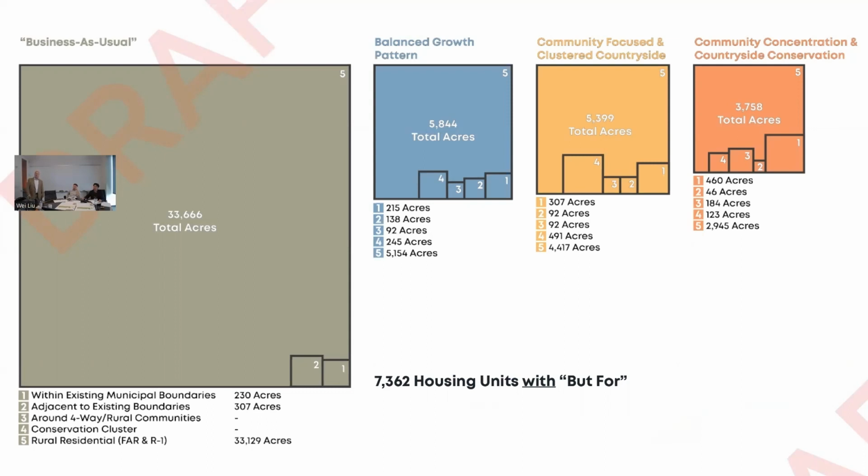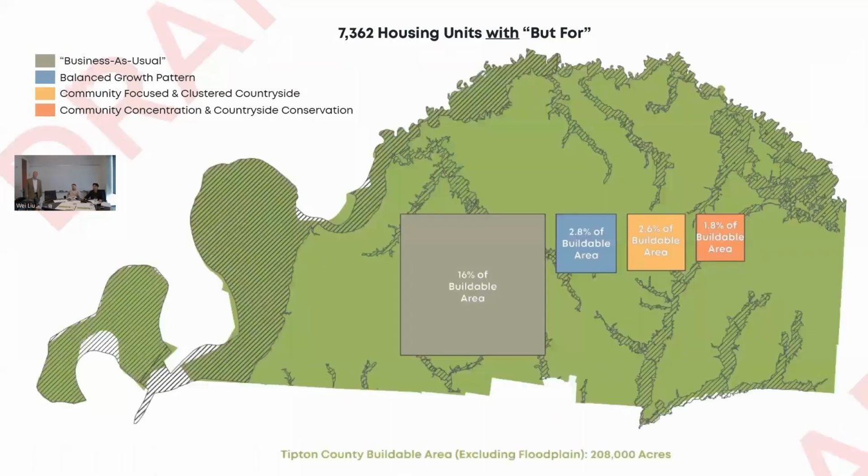And then your balance pattern, how it is now at almost 6,000 total acres. And in community focused, it's nearly 5.5 thousand acres. And then the buildable area for the community concentration conservation area, it is still the smallest, just like on the last one, but it is now 1.8% of your buildable area. 2.6 for the yellow, the community focused. And then the blue is the balanced growth pattern, 16% now for the business as usual. So you see how that's now increased from 12 to 16% for that business as usual.